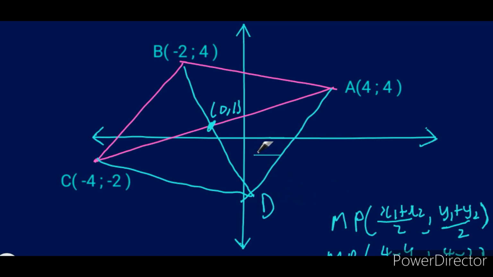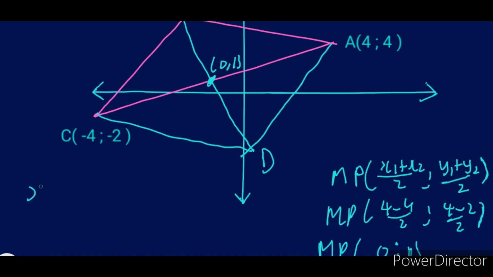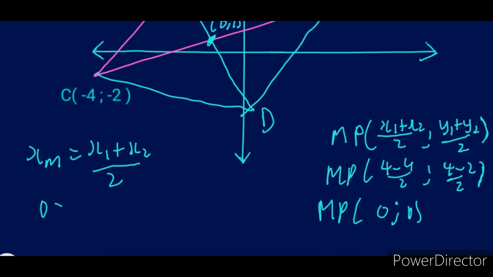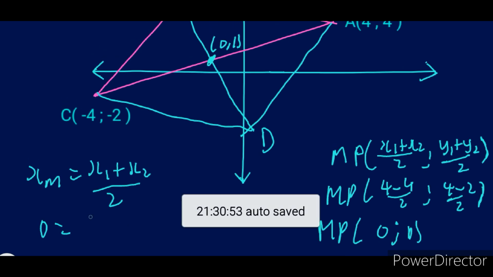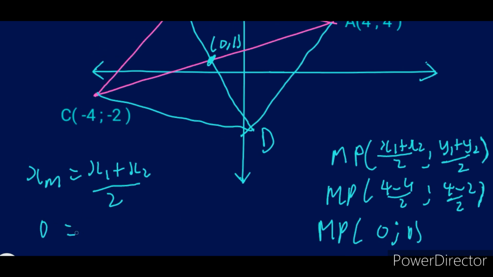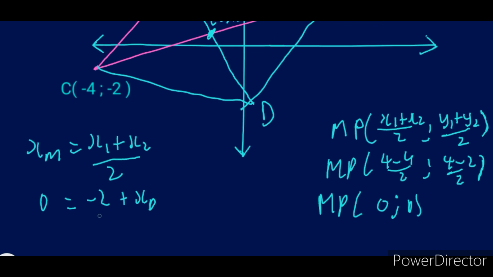So now this time we're finding the outer point. So we're not finding the midpoint as before. Whenever we're finding the outer point, we have to split the formula. So it's going to be the first x value plus the second x value divided by 2. The x value of the midpoint is 0. So therefore we're going to have 0 equals the first x value, which is -2, plus the x value of D, and then that is going to be over 2.